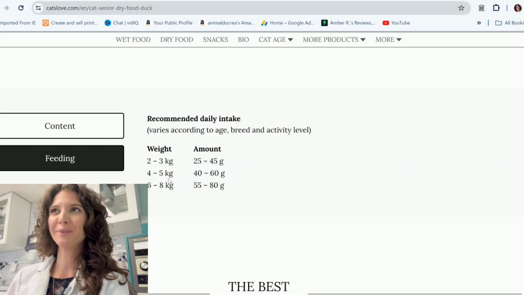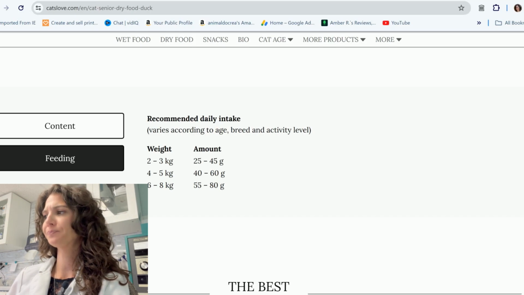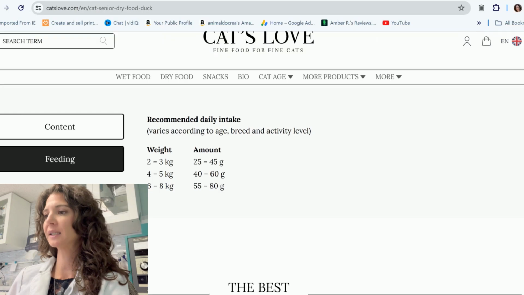This could be in kilograms. So for those of you that are not familiar with kilograms here in the U.S., 1 kilogram is 2.2 pounds. So we're going to be looking right here in this 4 to 5 kilogram mark. They're recommending feeding 40 to 60 grams. So let's see how many calories that is.